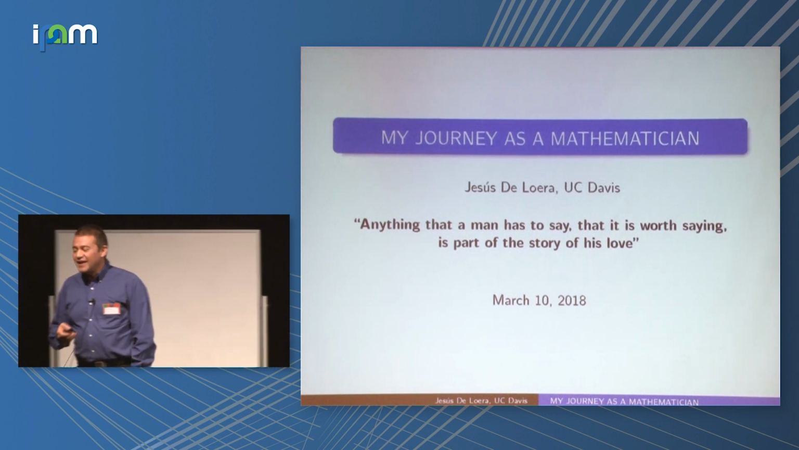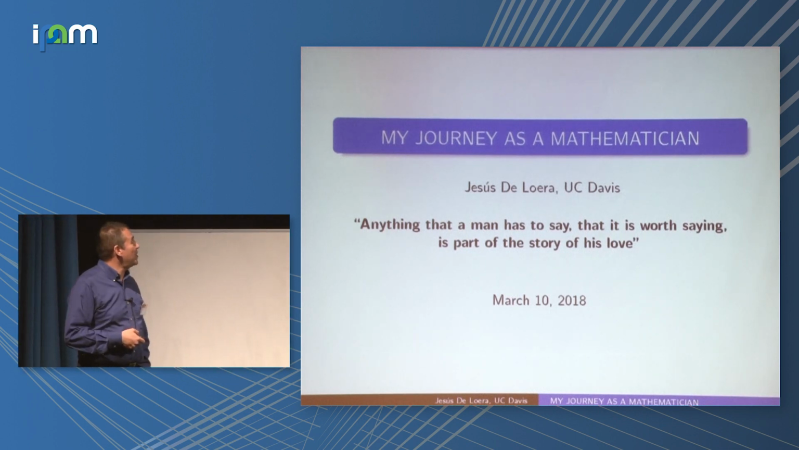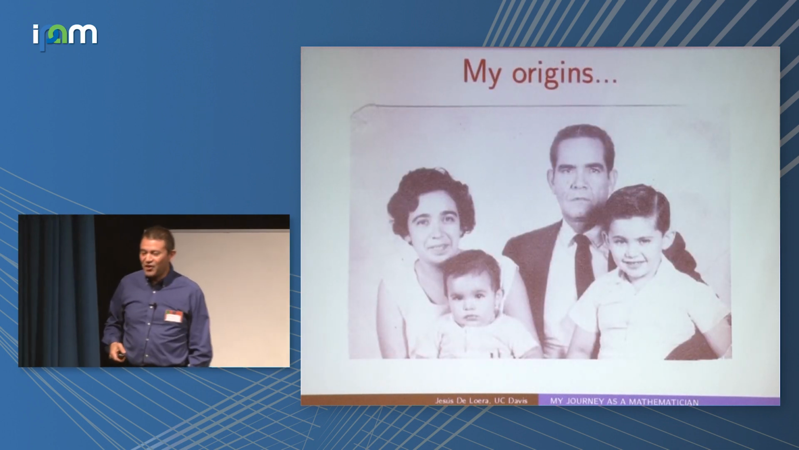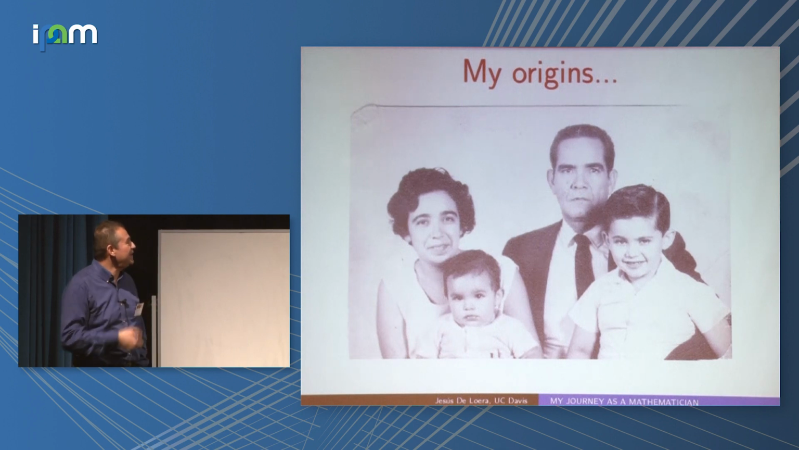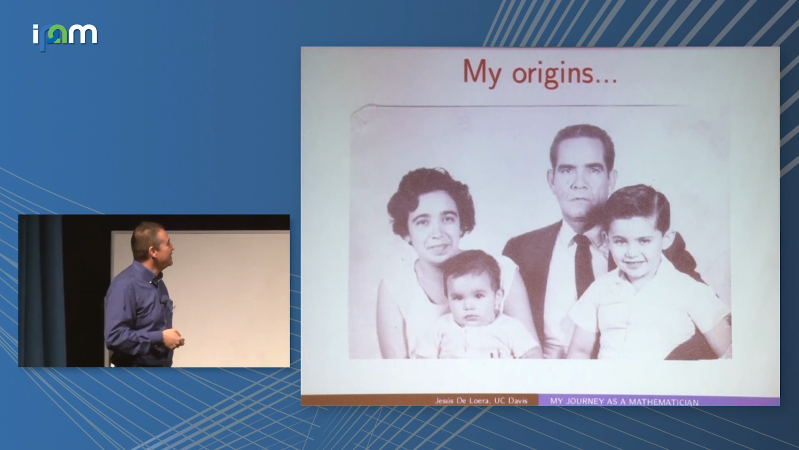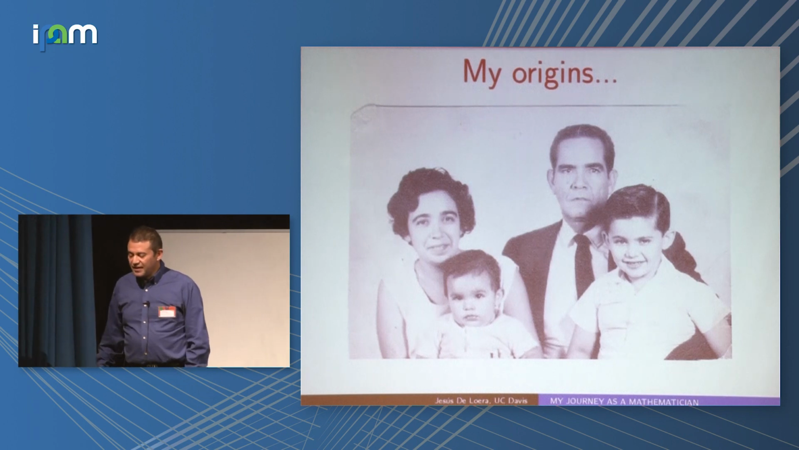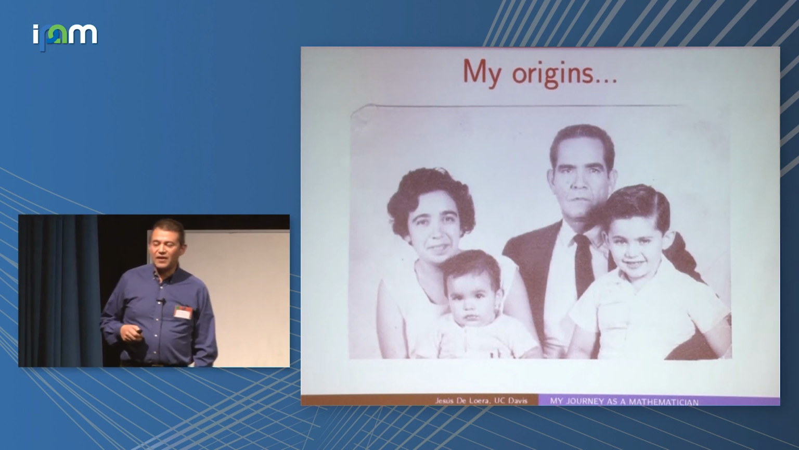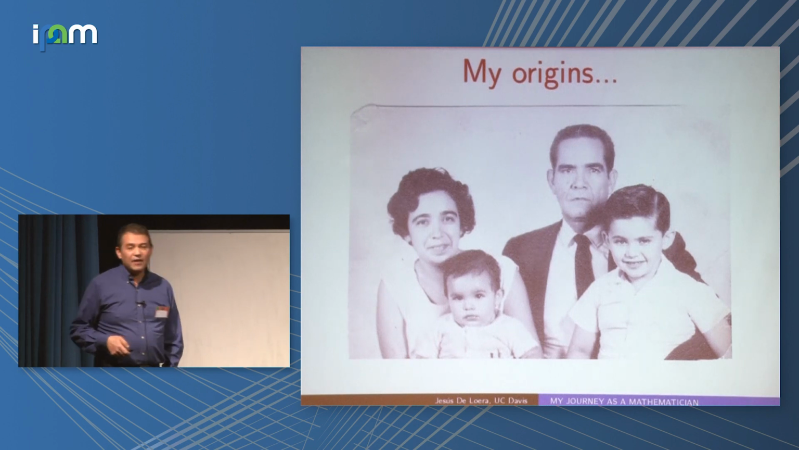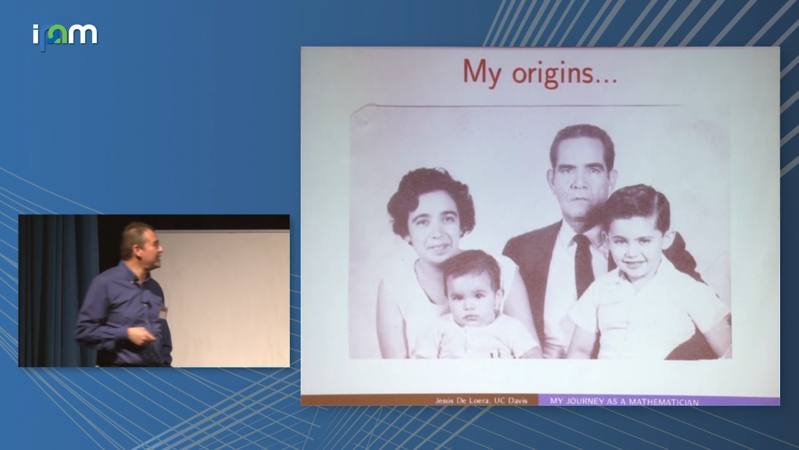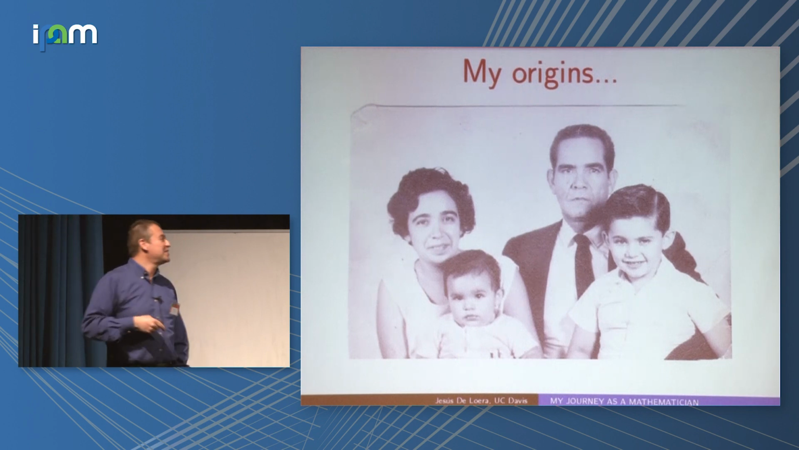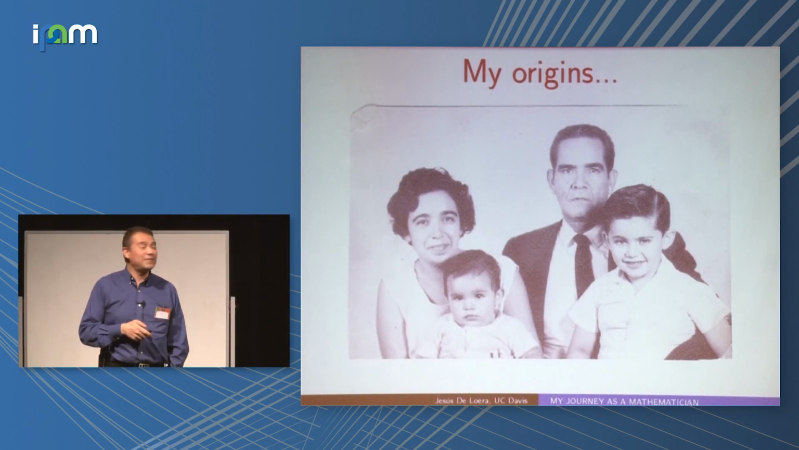So, a little bit about myself, of where I come from. That's my origin. This is my family: me, my dad, my mom, my little sister. I was born in Mexico to a middle-class family. We were the only children. It was a relatively small family, because all the brothers of my father had seven or more children.